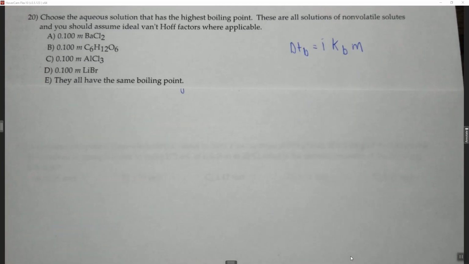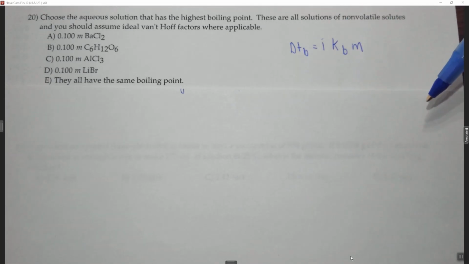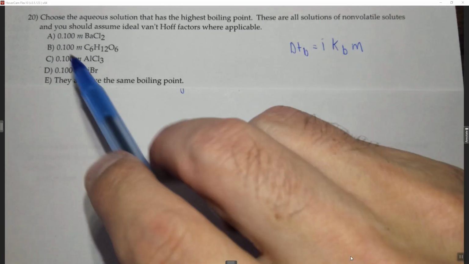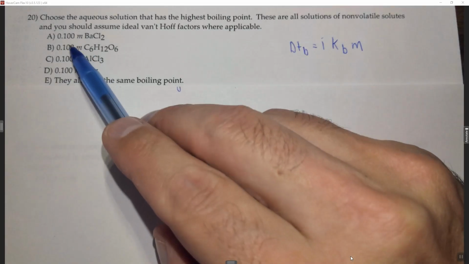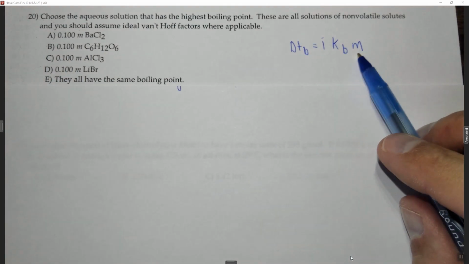This is basically the same as the freezing point depression equation that we used in question 18. But in this case, the difference is we use the boiling point elevation constant, but everything else is the same. It's also important to note that in this case, all of our solutions are 0.1 molal. Said another way, the molality of all of our solutions.